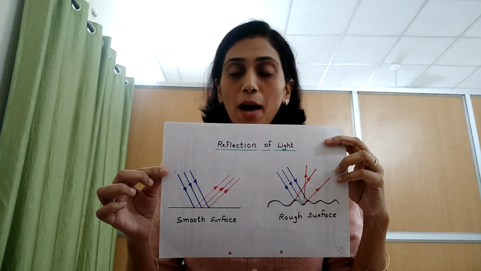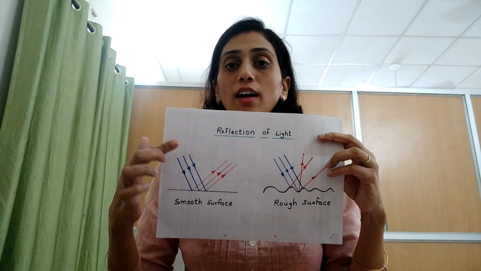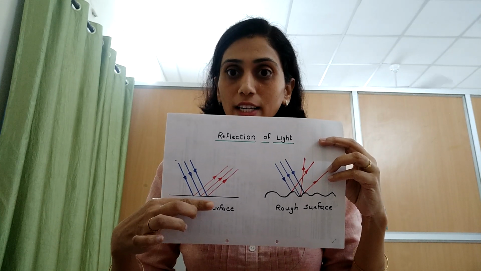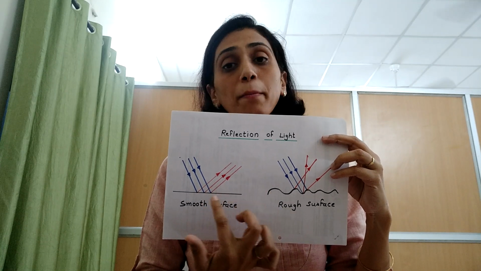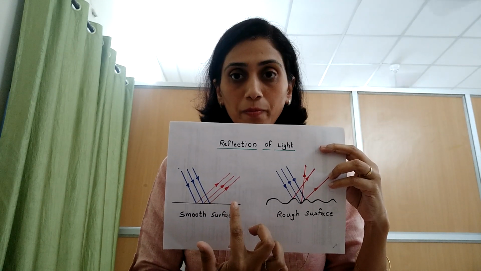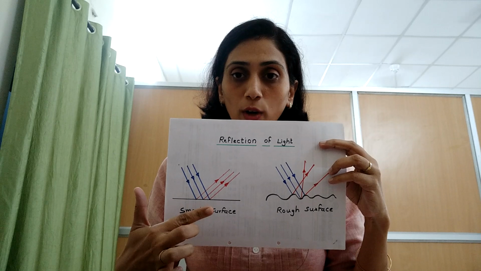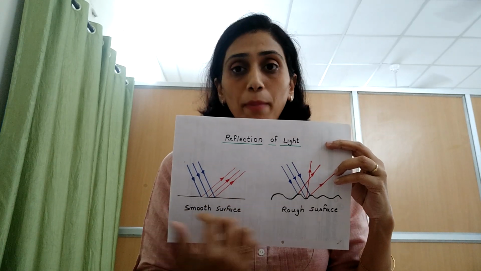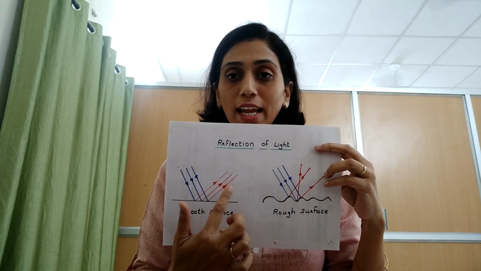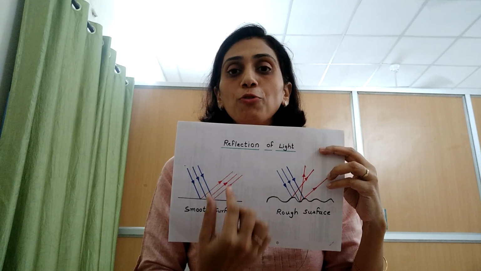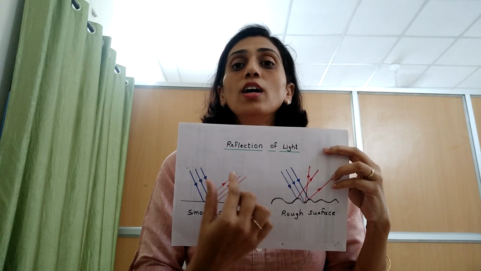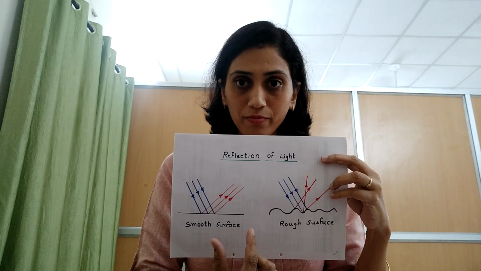So what exactly is happening? The parallel rays of light are coming towards the reflecting surface, and after they hit the surface, they go back parallelly into the same medium. All the rays come together and go together parallelly, and all these rays enter your eyes at the same time. So the maximum number of rays are entering your eyes. That is why you get a clear image of the object, right?